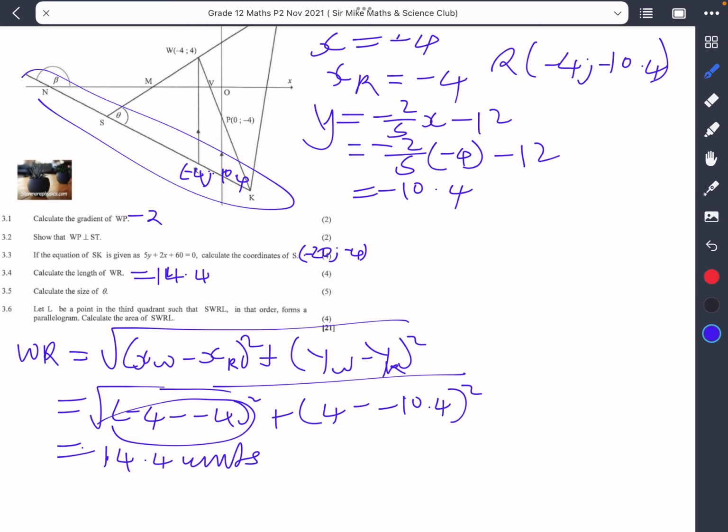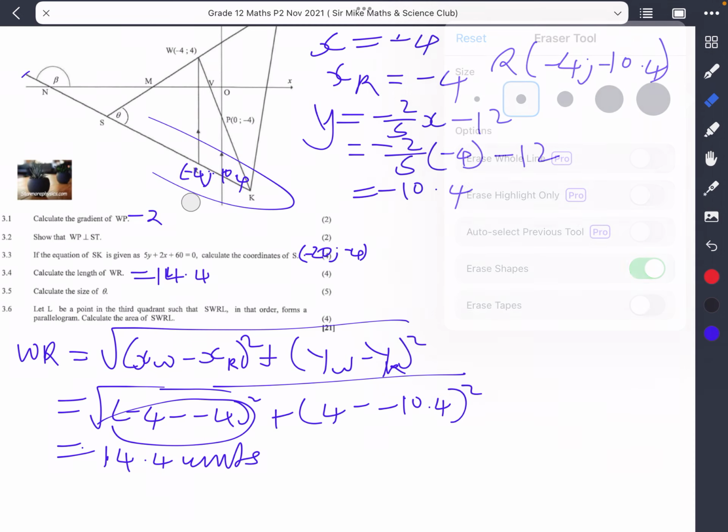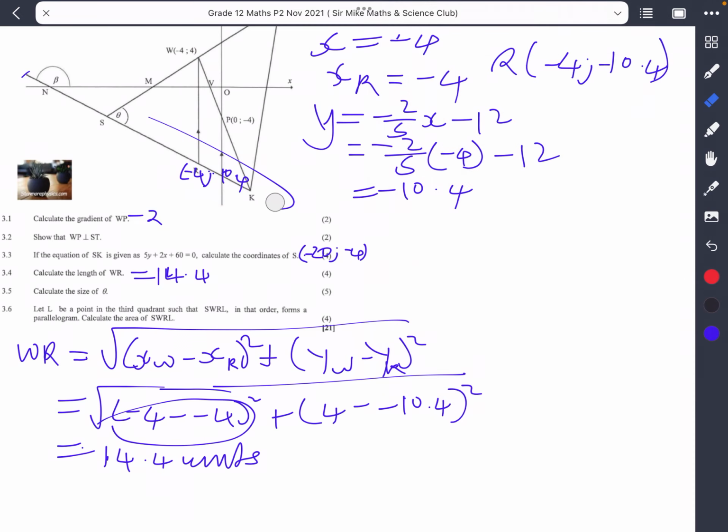So in this case, I know the coordinates of that point, in case I need it for the future. They said to calculate the size of theta. Now, where is theta? There is theta there. There are actually two ways, actually many ways I can think of, in which we can find that value of theta.